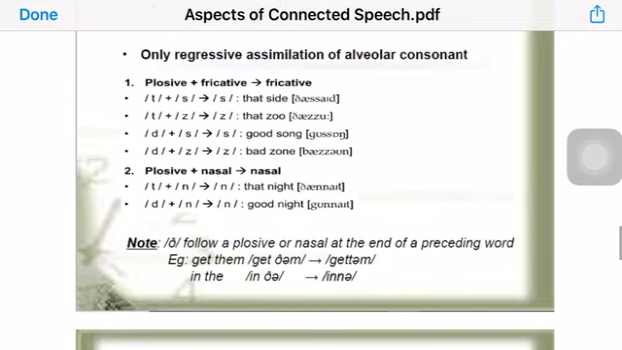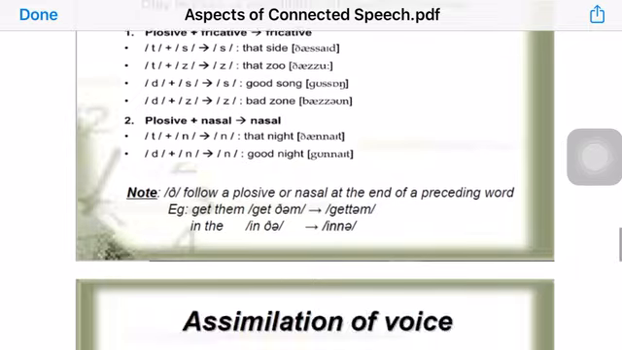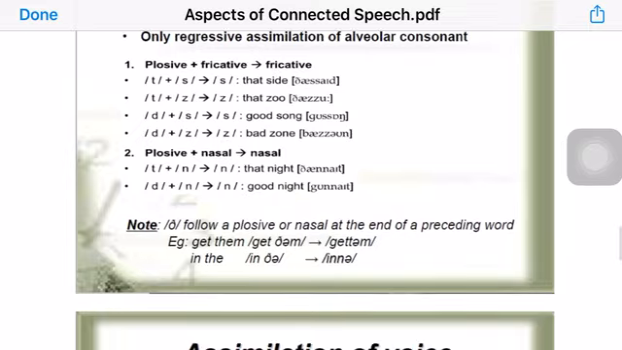So you only need to memorize a single example, and I guess that side is a very easy one to remember. So that would be enough to explain this issue. The first case is when we have plosive plus fricative, and the plosive will change into the fricative, which is usually either s or z.